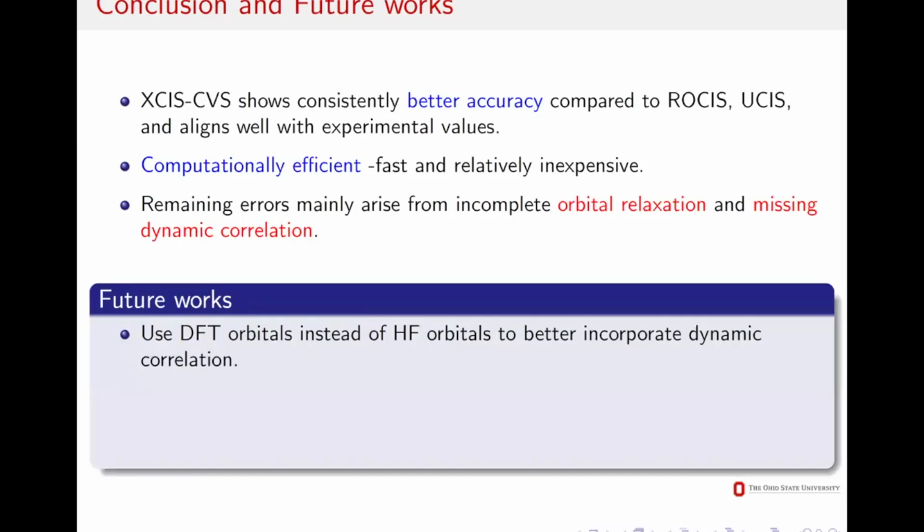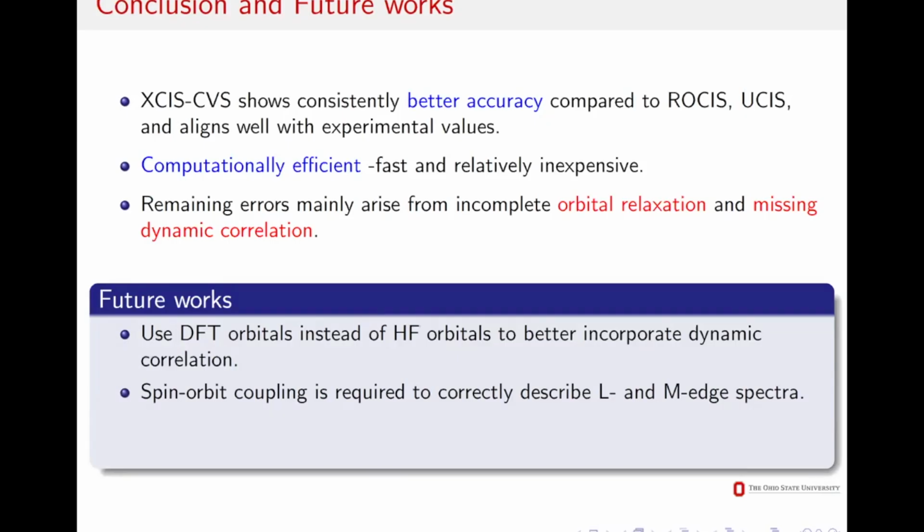Now, the future work: I've already started working on that. We can use DFT orbitals, that means the Q-Chem orbitals, instead of the Hartree-Fock orbitals. The DFT orbitals have the dynamic correlation in them, so using them, you can incorporate the dynamic correlation.